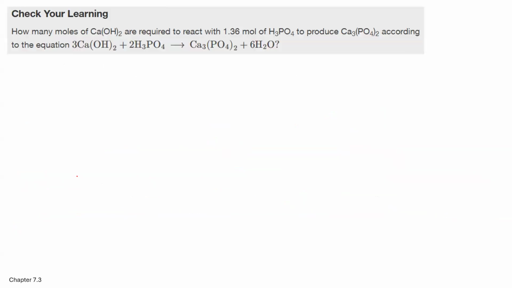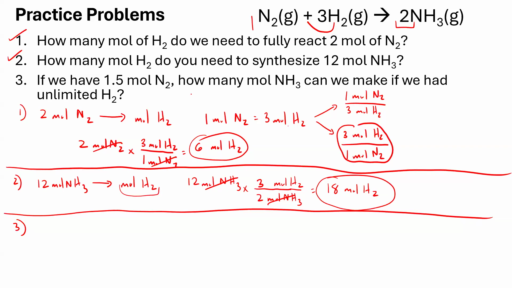Okay, 3. If we have 1.5 moles of N2, how many moles of NH3 can we make if we had unlimited H2? And that's very, very similar to problem 2. We just put that last phrase, can we make if we had unlimited H2? But it's the same thing. We're starting off with 1.5 moles of N2.